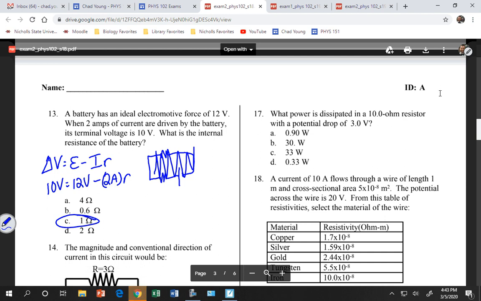You might have a power question like this, number 17. I have V, I have R, so power is equal to V squared over R. That's 9 over 10, or 0.9 watts.